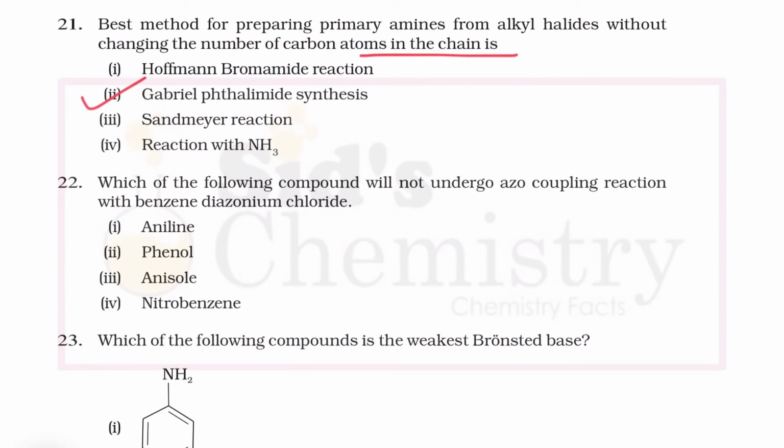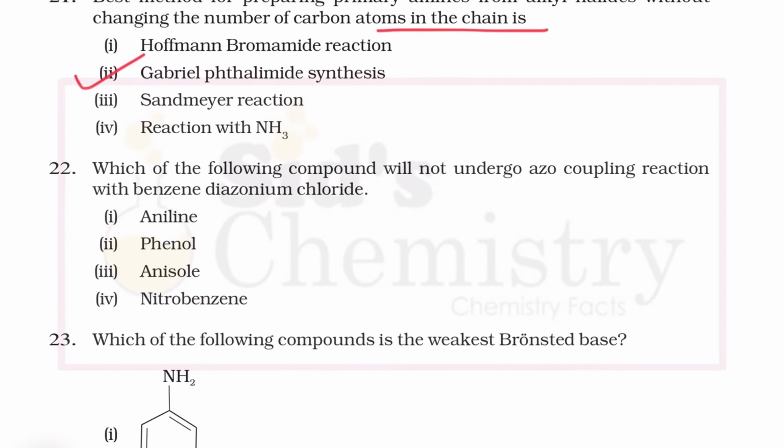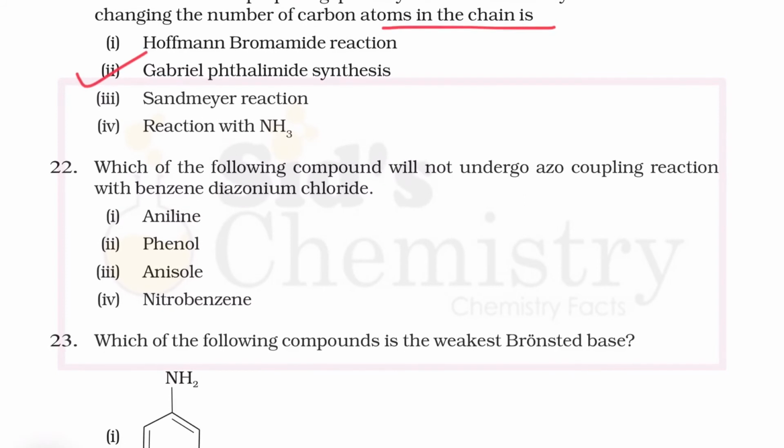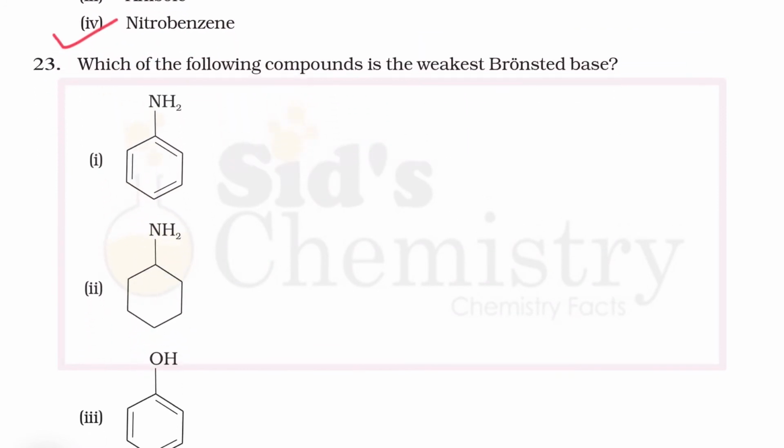Which of the following compounds will not undergo azo coupling reaction with benzene diazonium chloride? Options are aniline, phenol, anisole and nitrobenzene. The correct answer for this question is nitrobenzene. Coming to question number 23.